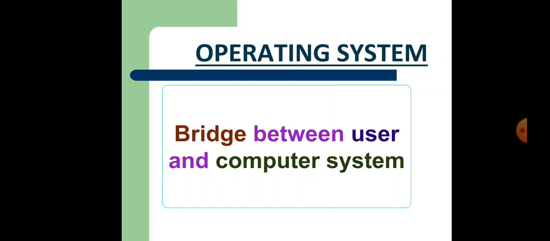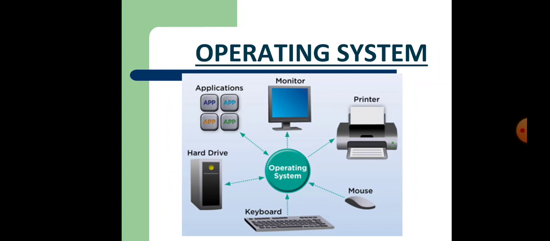Children, the most important part of system software is the operating system, and you should know about the operating system. It is like a bridge between the user and the computer system. Now, who is the user? The user is you, I, we. All those people who use a computer are users, and so the operating system is like a bridge between us and the computer system.